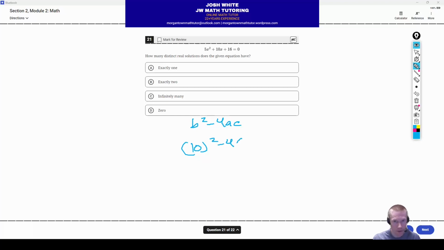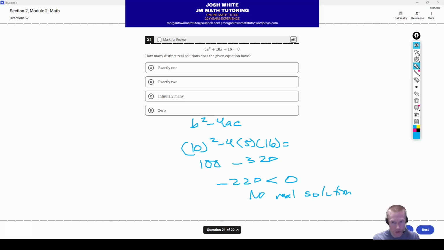You've got 10 squared minus 4 times 5 times 16. So that's 100 minus 20 times 16, which is 320. It's negative 220. That is less than 0. So that means there are no real solutions. The only two solutions you will have are complex numbers. Okay, so the correct answer to this one is D, 0.